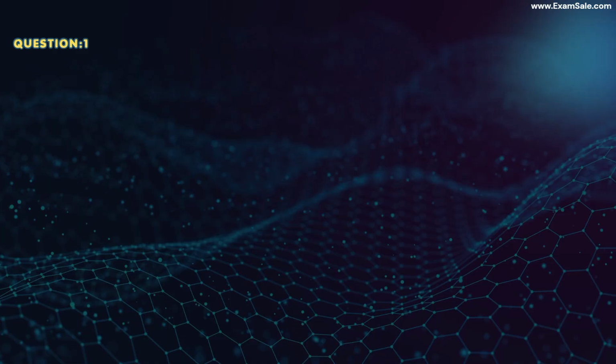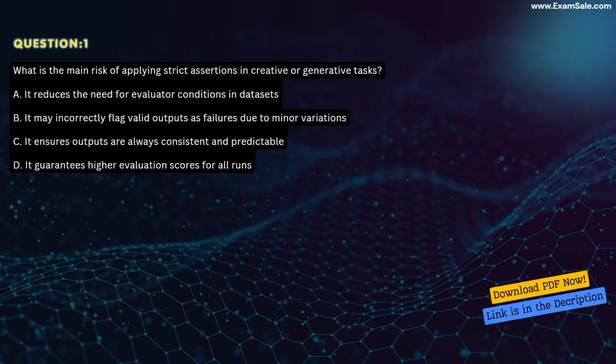Question 1. What is the main risk of applying strict assertions in creative or generative tasks? A. It reduces the need for evaluator conditions in datasets. B. It may incorrectly flag valid outputs as failures due to minor variations. C. It ensures outputs are always consistent and predictable. D. It guarantees higher evaluation scores for all runs.